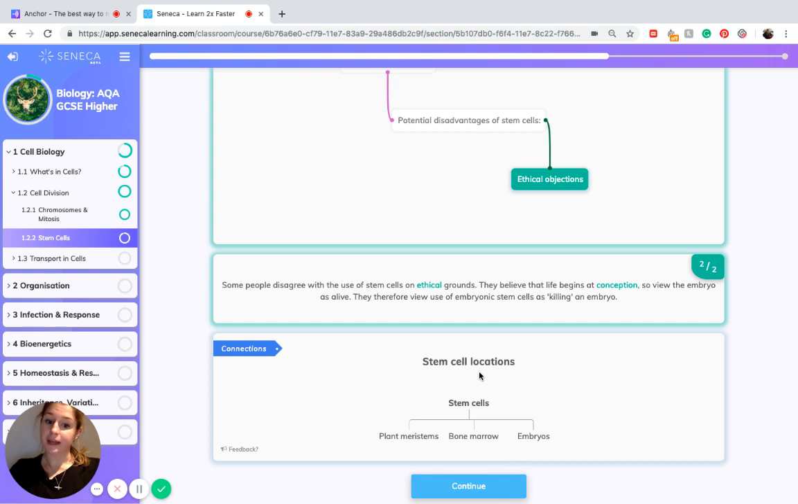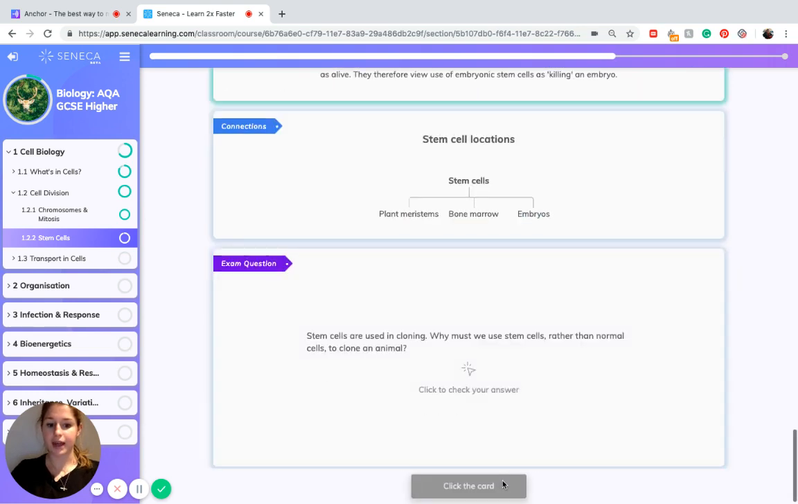So, as we learned at the beginning, we know that stem cells can be found in plant meristems, where they're found throughout the plant's life and can be used to build and grow new tissues. Bone marrow in humans, which can only allow the repair of certain tissues and not necessarily the regrowth, and embryos, which specialize into every cell that we have as adults.